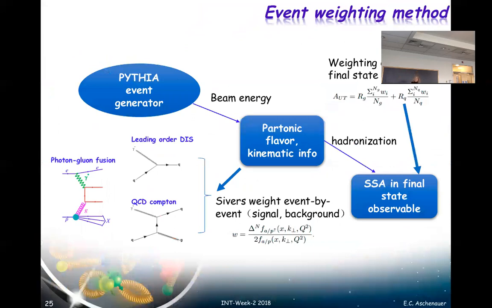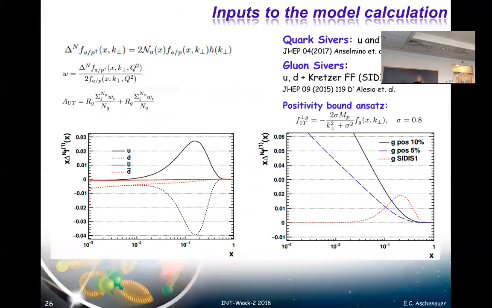We used the partonic kinematics and flavor information and generated weights for each of the events. Then we passed it through the hadronization, the detector acceptance, and so on. And then we get the single spin asymmetries which you would see in an experiment. So just the input of the model: the quark Sivers functions were the latest extractions. For the gluon, we used this one here, but we also used a positivity-bound ansatz. You see here the functional forms for u, d and so on, which we use.